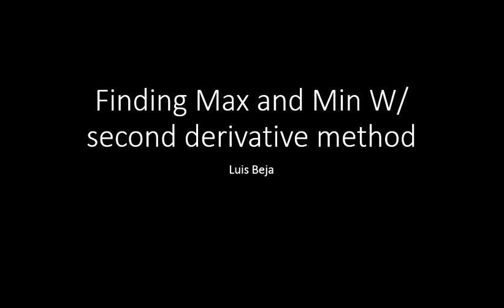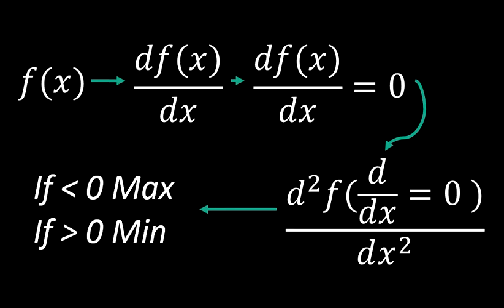Hello, I'm Luis Bejarano and I'm going to explain how to find the maximum and the minimum of an equation using a method called the second derivative method. Okay, this method is very simple. We are gonna use it with a not so simple equation so you can see the really useful part of it, and it's very useful, very short also.